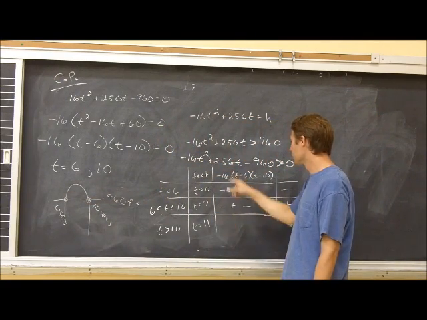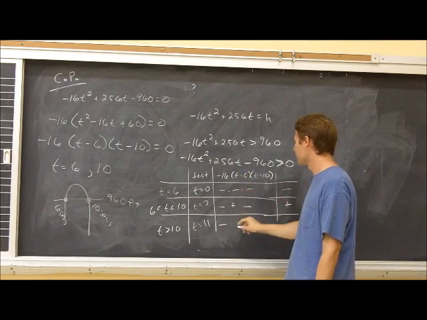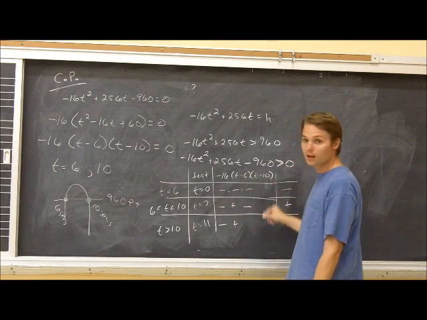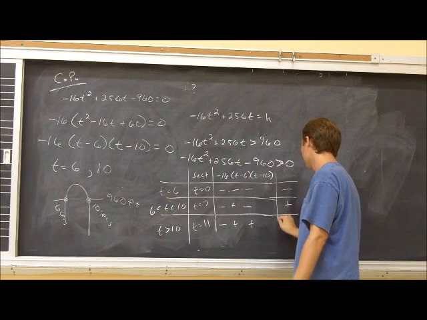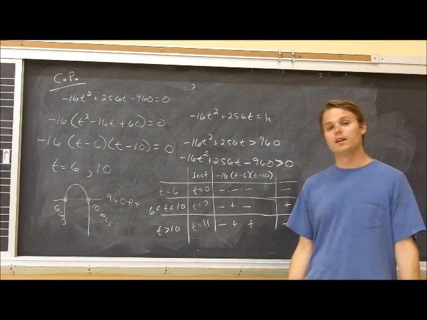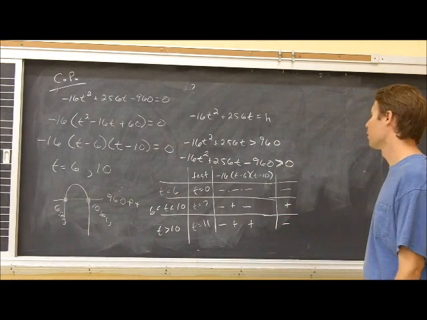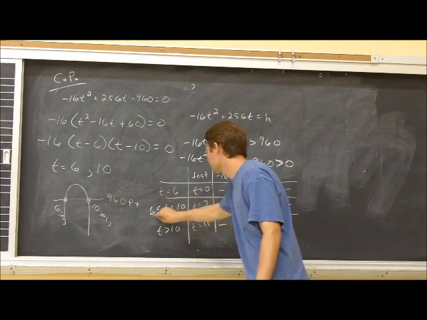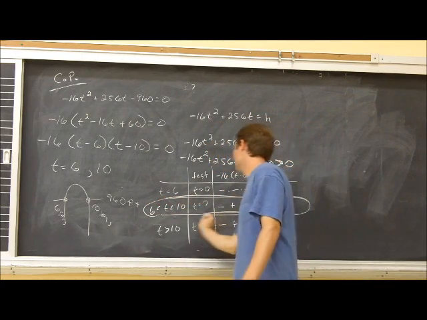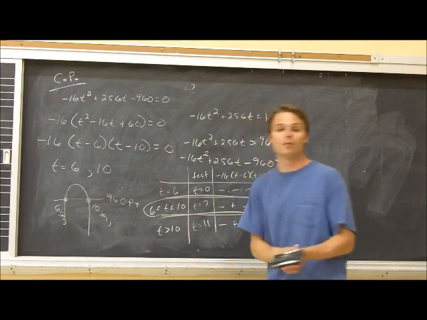And then when t equals 11, this will be negative. 11 minus 6 is positive, and then 11 minus 10 is also positive. We'll get that it's below 960 feet on those intervals. So the only one that actually works is this one, which is the one that we thought it would be from the very beginning.